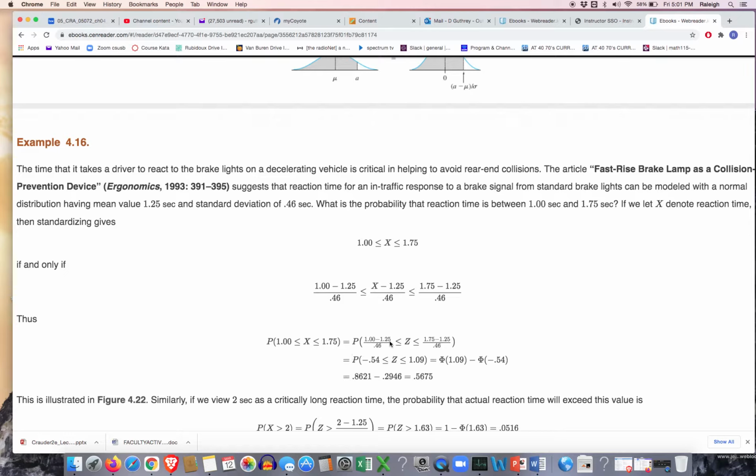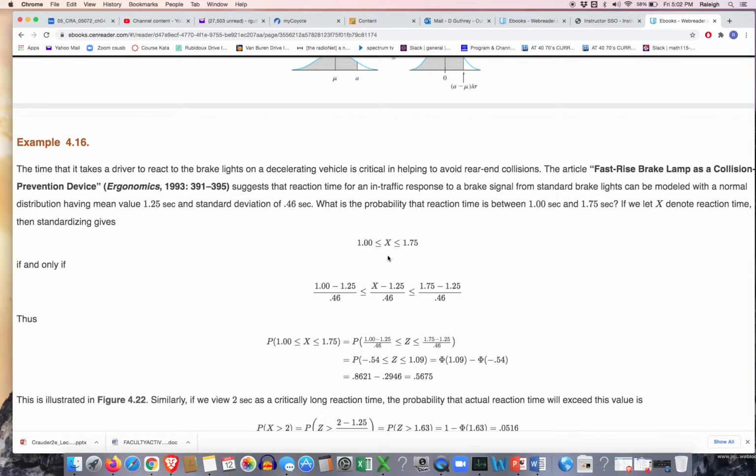The bottom line is that z will be from less than the mean at about negative 0.54 up to a little more than 1 standard deviation on the high side of the mean. And of course, the higher reaction time, the longer reaction time rather, is not a good thing. It's not a good thing at all. But we're looking for the window of opportunity on a calculator.